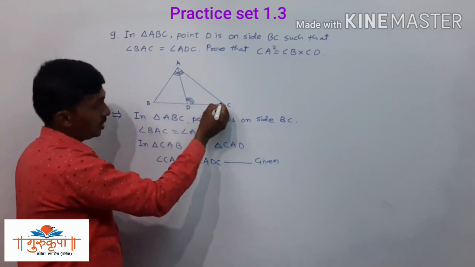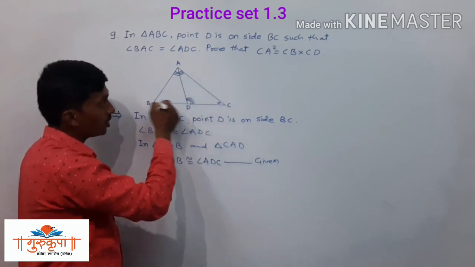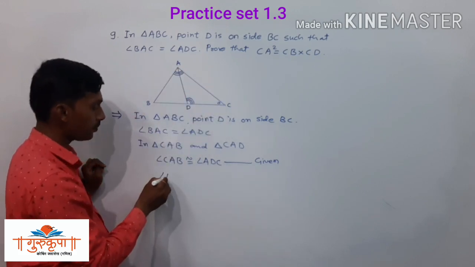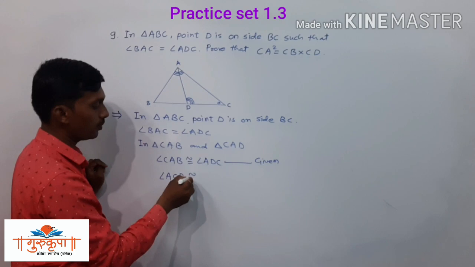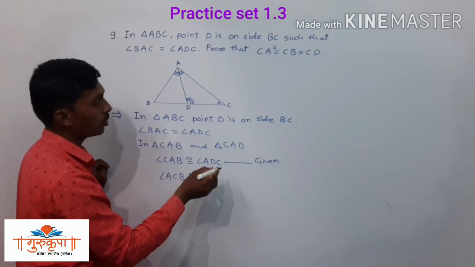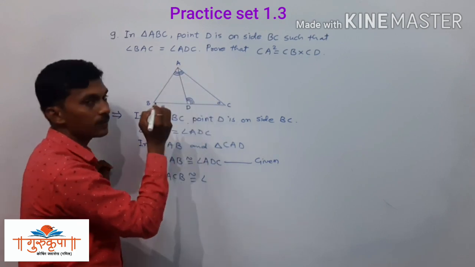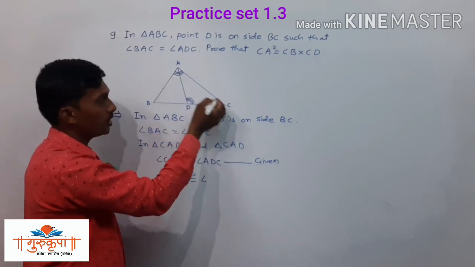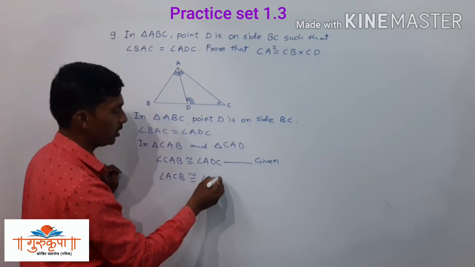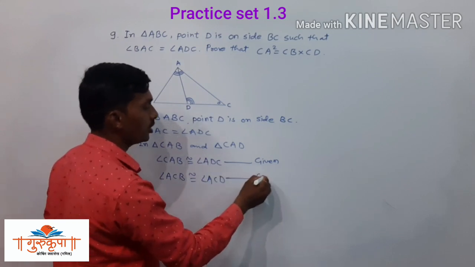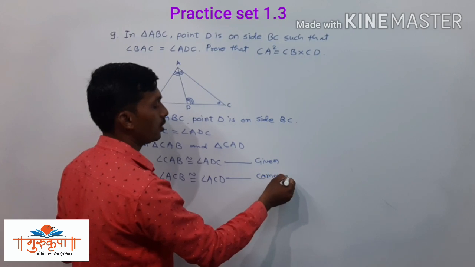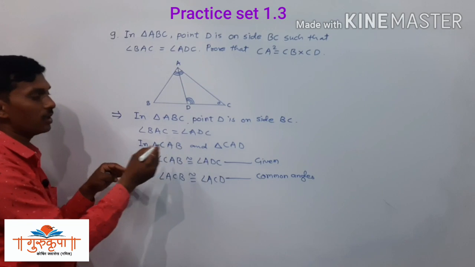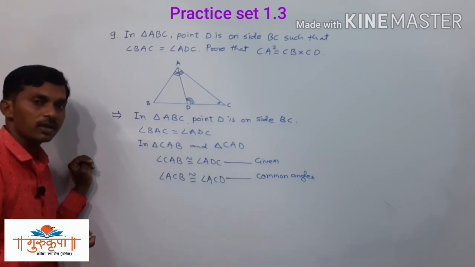Now see this angle from the bigger triangle CAB, angle ACB, from the triangle CAB, congruent to angle ACD from the triangle CAD. Here we will write angle ACD, and the reason is common angle. Now both the triangles are similar to each other by AA test.